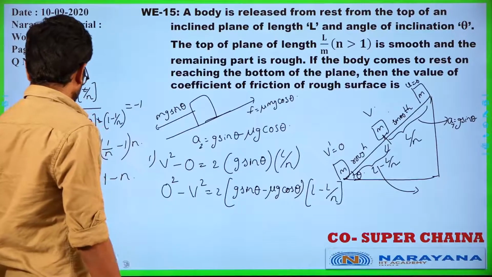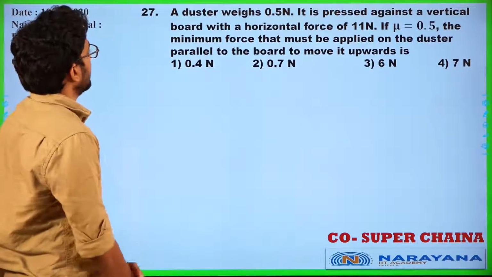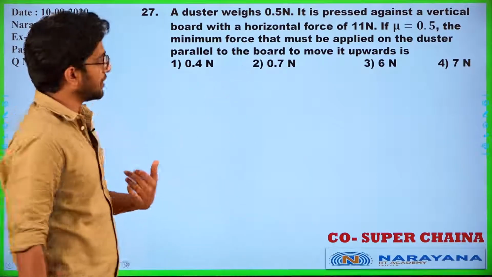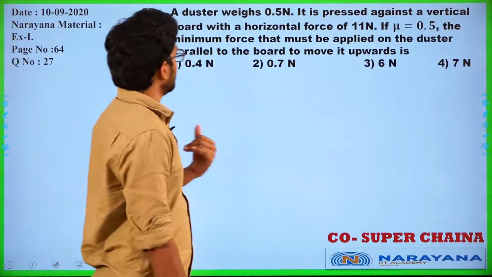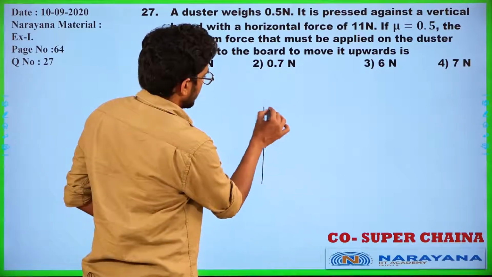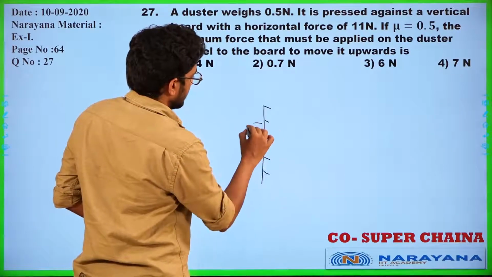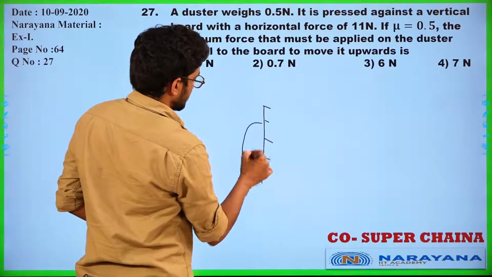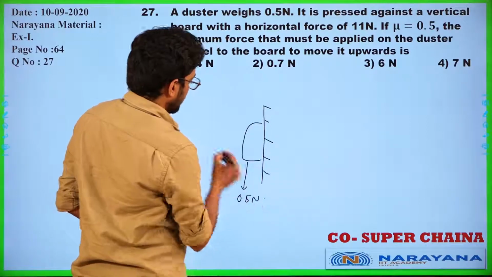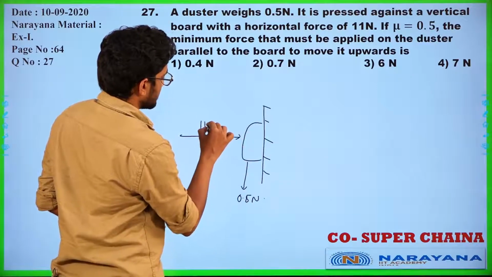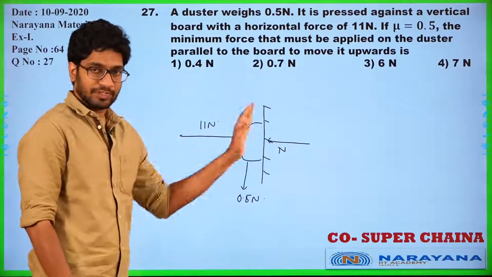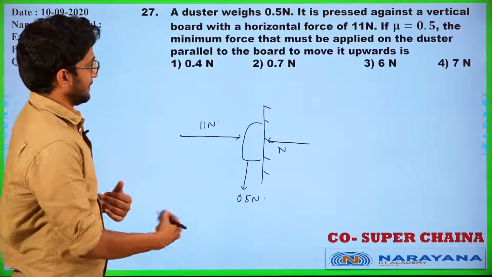Next, let's move to the next question. A duster weighs 0.5 newtons. So its weight is given. Total force, gravity force is 0.5 newtons. It is pressed against a vertical board with a horizontal force of 11 newtons. Okay. So on a vertical board, this duster of 0.5 newtons, its weight is 0.5 newtons, that is pressed with a force of 11 newtons. So normal acting should also be 11 newtons. Since this is in equilibrium, the normal should be equal to 11 newtons.